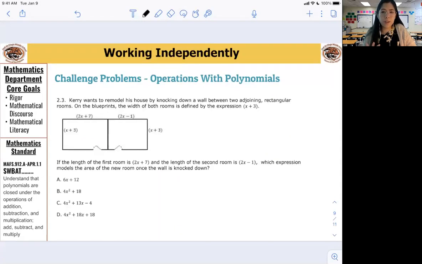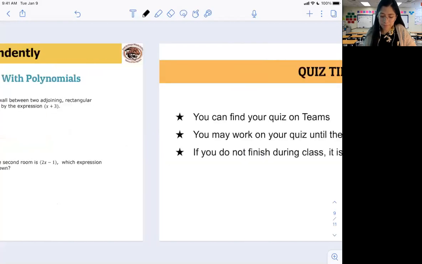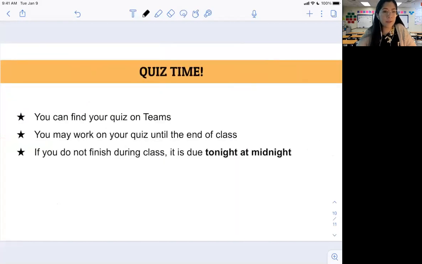Okay? So at this time, it is quiz time, Friday quiz. If you forgot that Fridays are quiz days, then I'm sorry. This is kind of a pop quiz for you. But for the most part, I try to get these quizzes for Fridays. The quiz is on everything that we just reviewed. So adding, subtracting, and multiplying polynomials. So if you feel good about those things, then hopefully you feel good about the quiz.